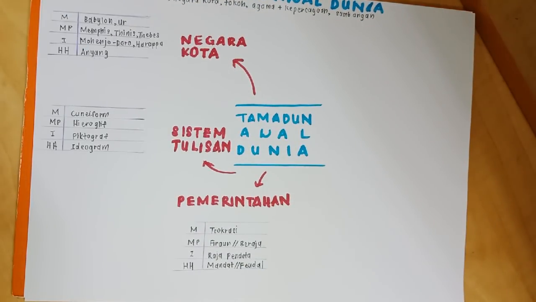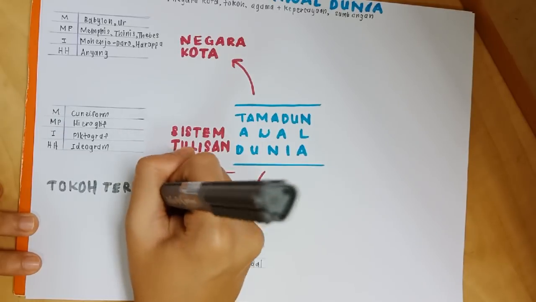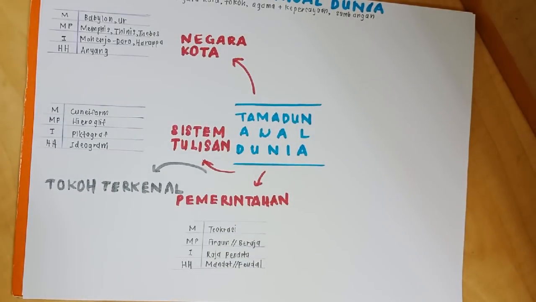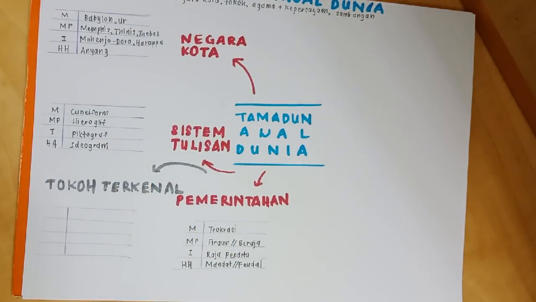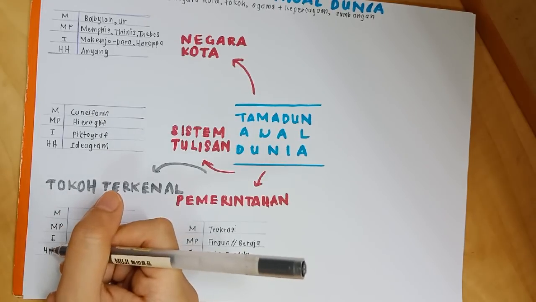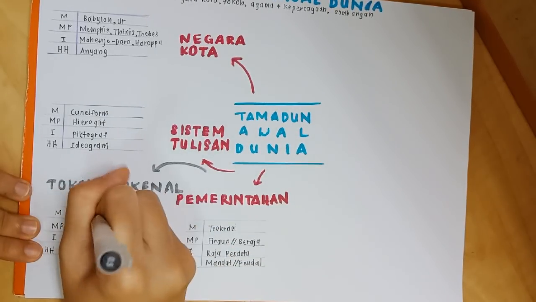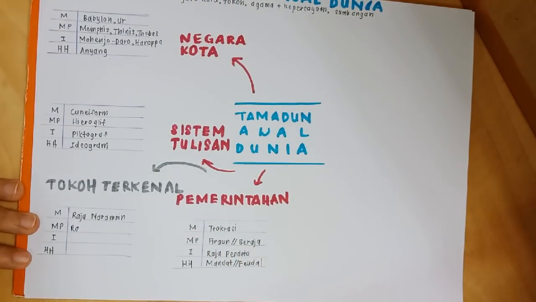And then I branched off with tokoh terkenal, but I decided to use another color for this one so that it stands out. And again, I'm using a table. So for Mesopotamia, we have Raja Naram-Sin. For Mesir Purba, that's Imhotep. For Indus, we have Raja Pendeta. And for Huang Ho, it's Dynasty Shang and Dynasty Chao.